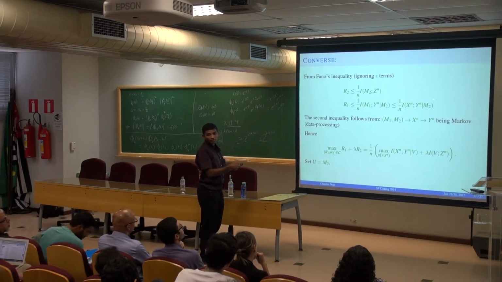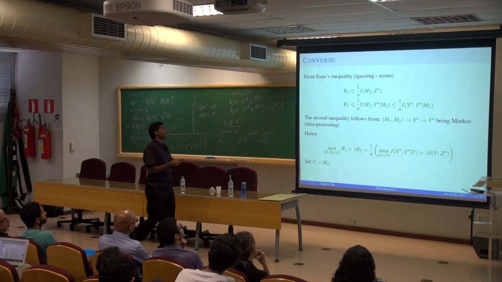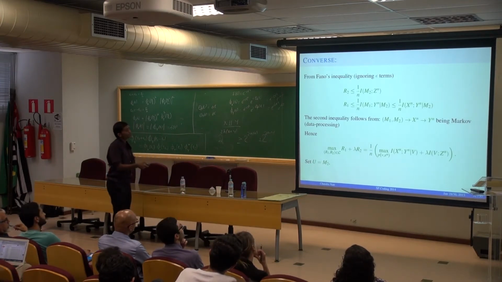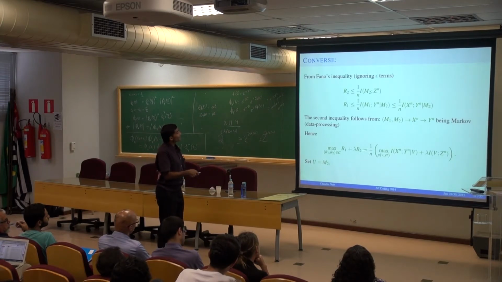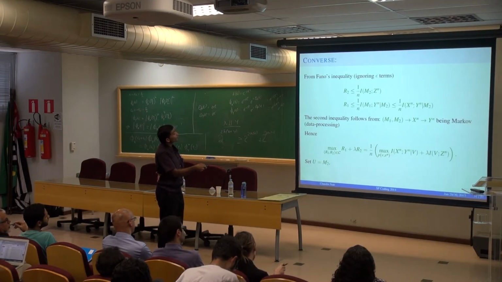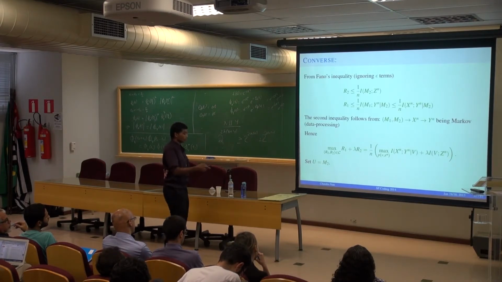Data processing. This is just the data processing inequality. Okay, the second inequality for the data processing: the maximum of R1, R2 is clearly at most equal to this, it's less than or equal to. Why? Because I can put V to be M2 again. Right? It's I(X;Y given M2) plus I(M2;Z), so it's V to be M2.